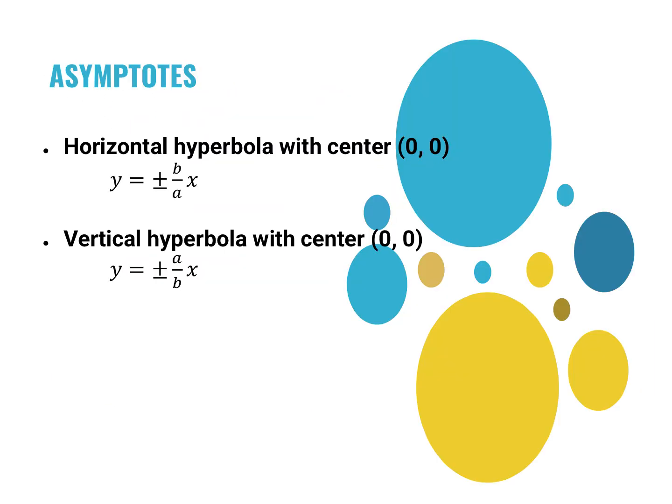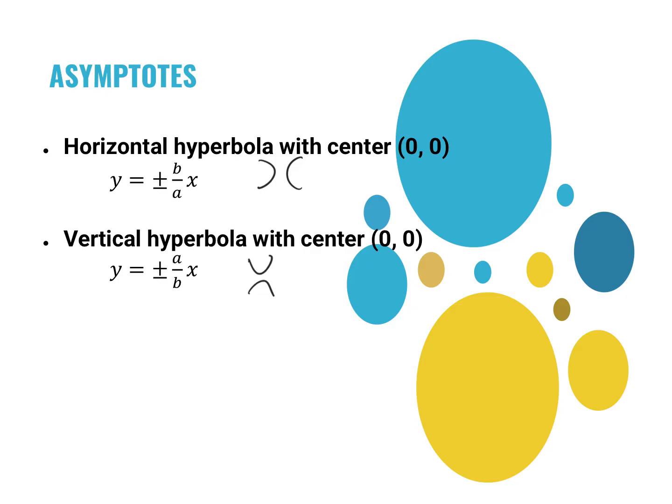All right. Now your asymptotes, if it's a horizontal hyperbola with a center at 0, 0, are y equals plus or minus b over a times x. If it's a vertical hyperbola, so up and down, and remember, horizontal is left and right, then it's going to be plus or minus a over b times x. We do give you a formula for the asymptotes, but we're not going to tell you which one's which.